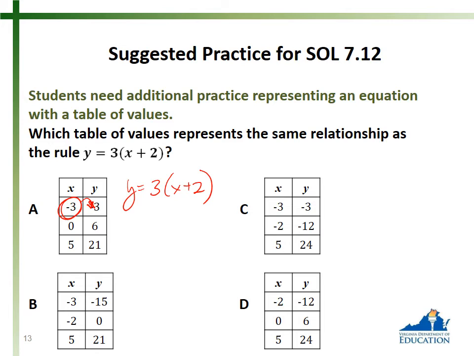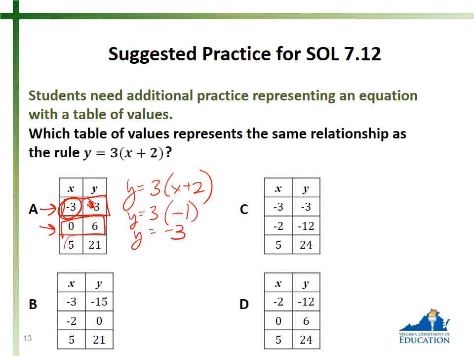If I fill in -3 for x, I'm left with -1 times 3, which gives y to be -3. And you can see that this works for this first part. So next, let's fill in 0 for x. When I fill in 0 for x, I have 0 plus 2 is 2, and 3 times 2 is 6. So I can see that the second one matches for A. So 2 for 2.